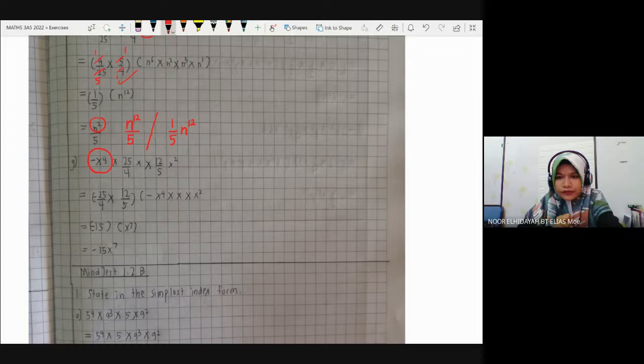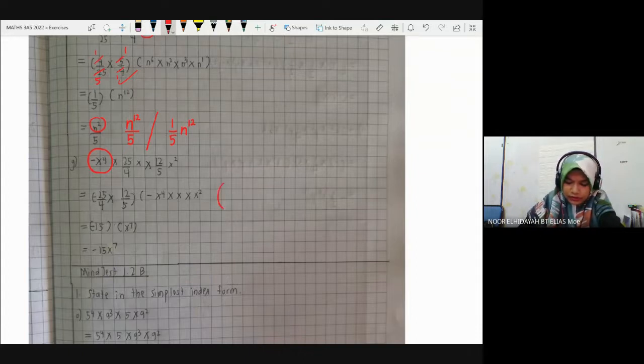Guys? Tak ada jawapan lagi sekarang ni? What is the coefficient for the negative X to the power of 4? Kalau di depan dia ada negatif sahaja, apa dia punya coefficient? Yes, Komati. Okay, negative 1.